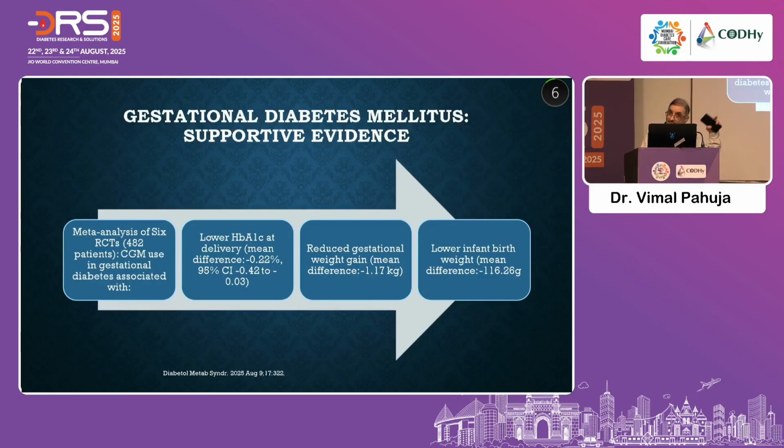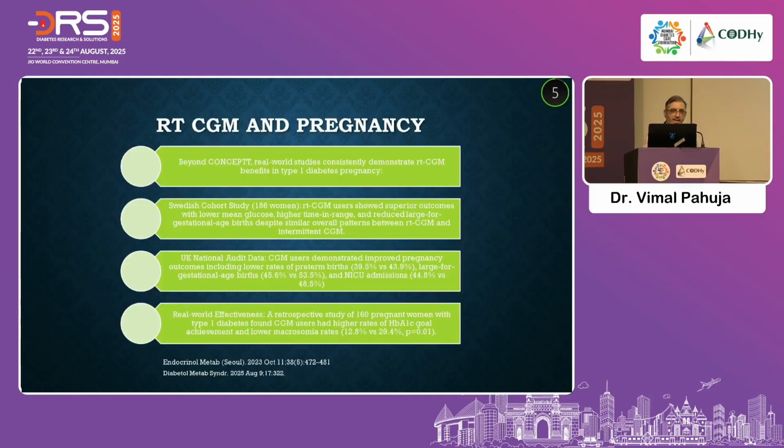And then you have gestational diabetes in pregnancy. The gestational diabetes meta-analysis very clear. It is also shown to reduce the gestational weight gain and lower infant birth weight. So in both the situations, type 1 diabetes and pregnancy and gestational diabetes, it helps. And more support for CGM in pregnancy is now a point of discussion whether you should use RT-CGM or not in pregnancy. We have a lot of real world data showing that you can use the RT-CGM in pregnancy. So clearly there are benefits in all types of patients.